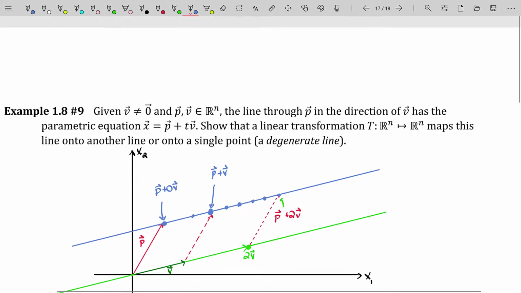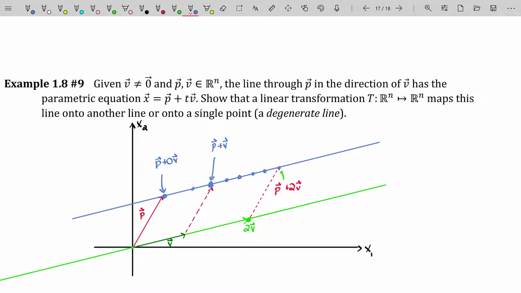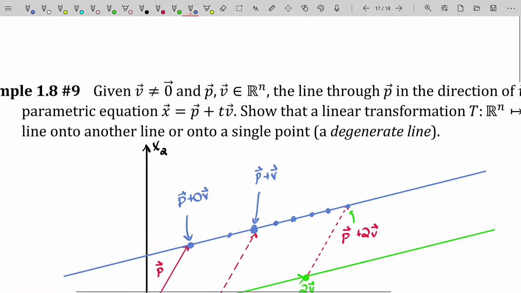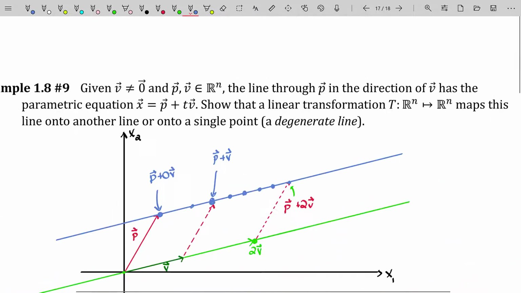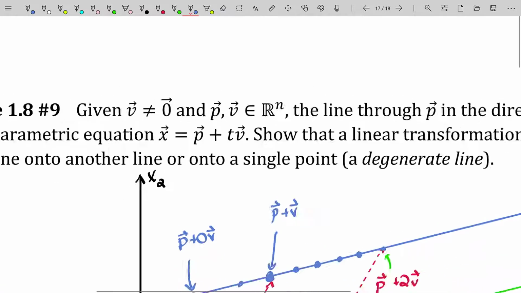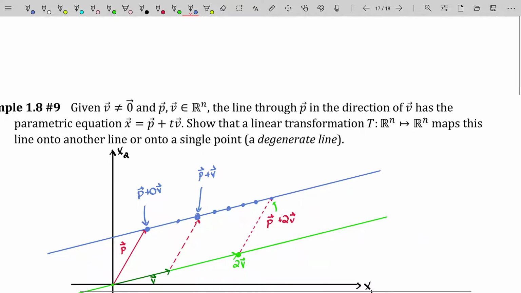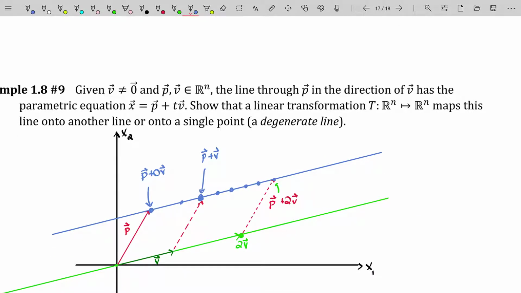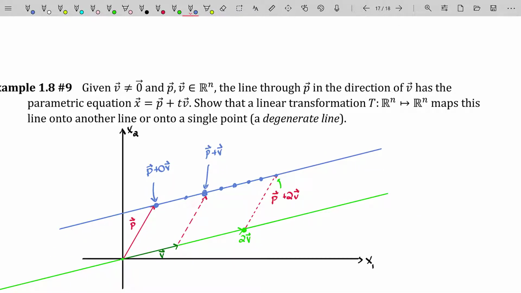We're just going to keep with that visual, but I'm just letting you know that we're not in R squared in this problem. So let's reread the problem. Given that v is non-zero, which it's not in our picture down there, and p and v are in Rn, which they're technically not in the picture down below, the line through p in the direction parallel to v has the parametric equation x equals p plus tv.